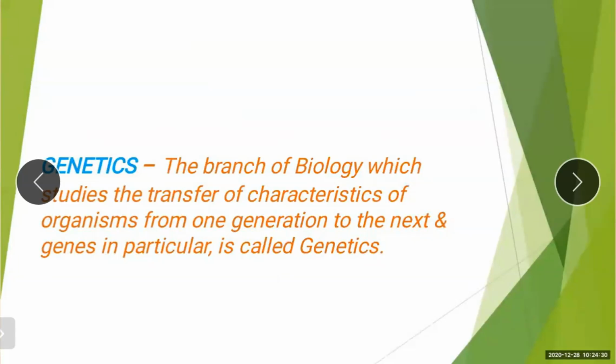Irrespective of all of us being humans, what difference do you notice in our skin color? In our class, every person has a different skin color. Yes or no? Some are fair, some are dark, while some are intermediate, not so fair, not so dark. So no two persons are exactly alike with respect to skin color. In height also, some are tall, some are short. What is responsible for this? It is heredity. Now what is heredity? Transfer of characteristics.